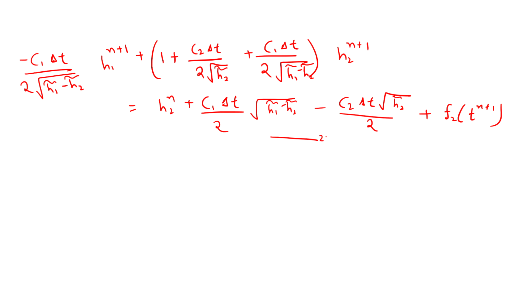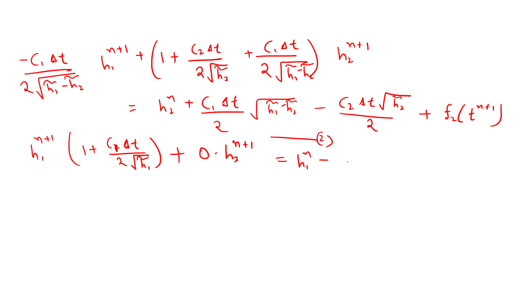So this is coming from the second equation, and the first discretized form was that h1 n plus 1 plus c1 delta t upon 2 root h1 tilde plus 0 times h2 n plus 1 is equal to h1n minus c1 delta t root of h1 tilde upon 2 plus f1 t n plus 1. So this is by equation number 1.